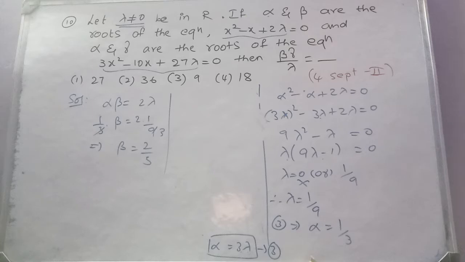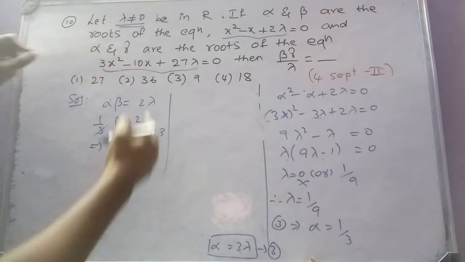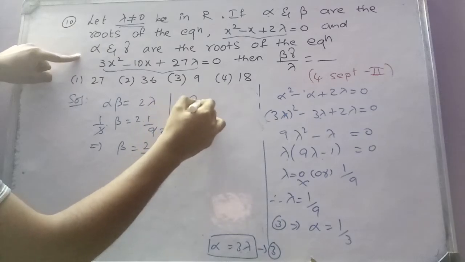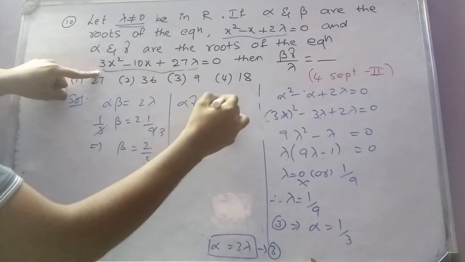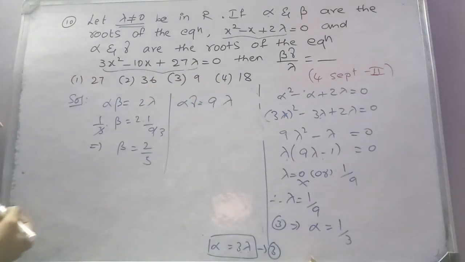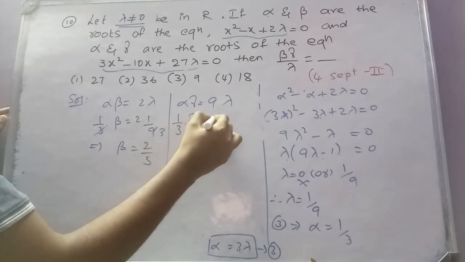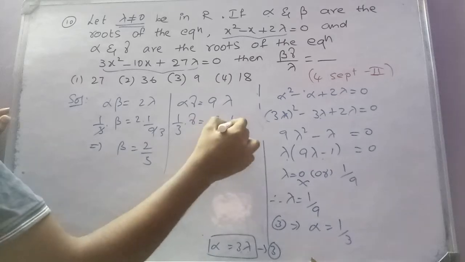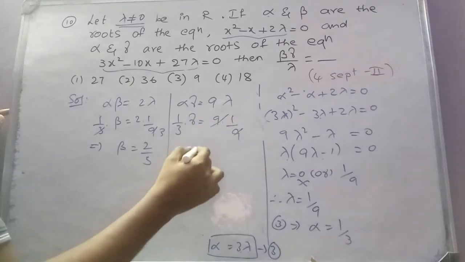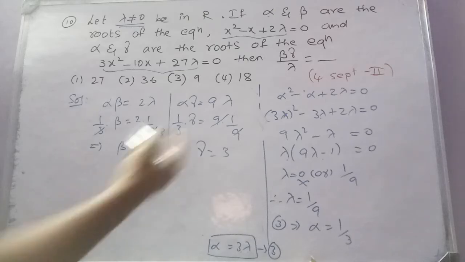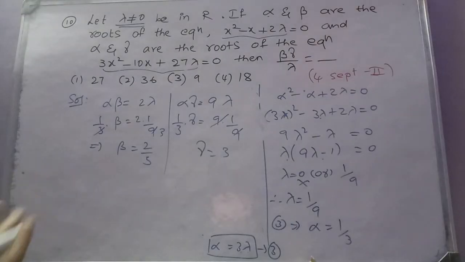Similarly, take the product of the roots for the second equation. Alpha and gamma are the roots. So the product of the roots, alpha gamma, is equal to C by A. That means 9 lambda. So where alpha value is 1 by 3 into gamma is equal to 9 times lambda, which is 1 by 9. So 9 and 9 get cancelled. Gamma is equal to 3. And he is asking to find this value. You can do it. You'll get the answer.